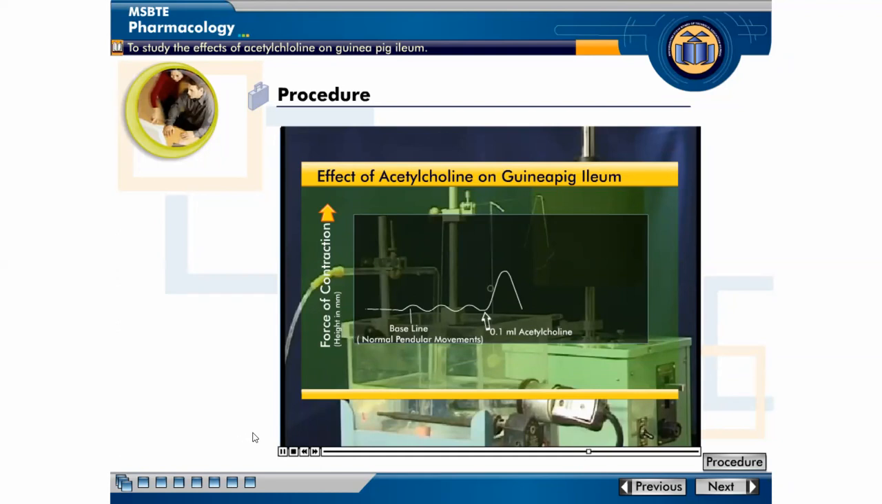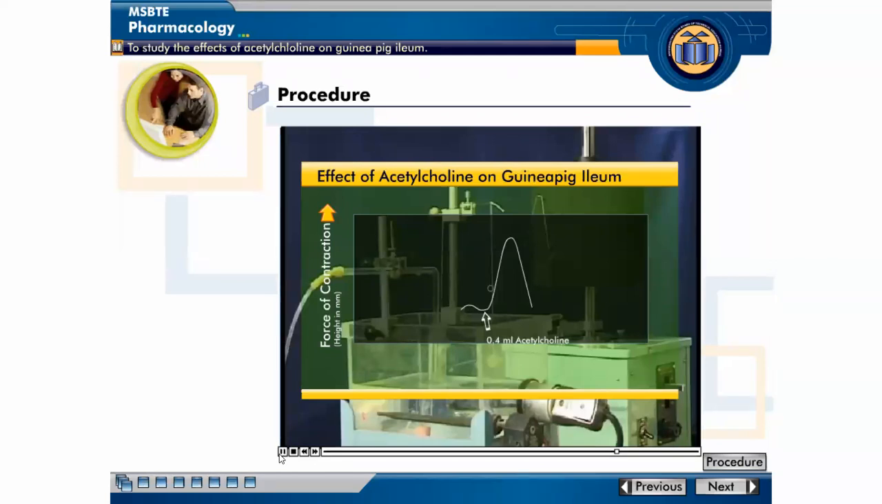This completes one time cycle of recording in 5 minutes. Repeat the procedure by using 0.2, 0.3 and 0.4. As increasing dose of acetylcholine, then effect is increased or decreased? Increased.